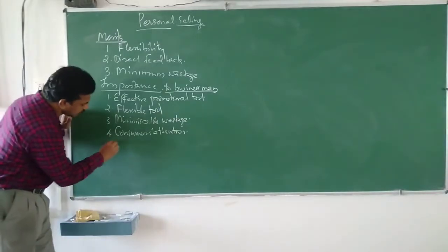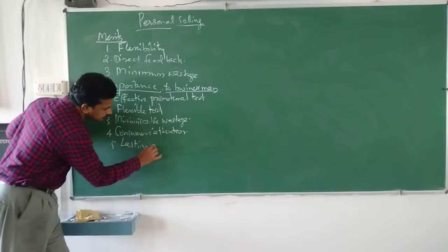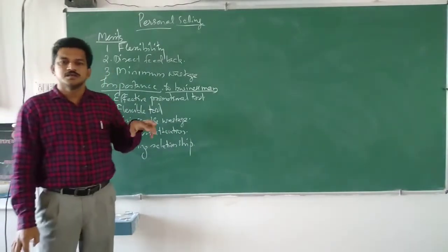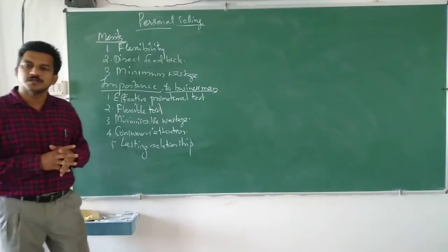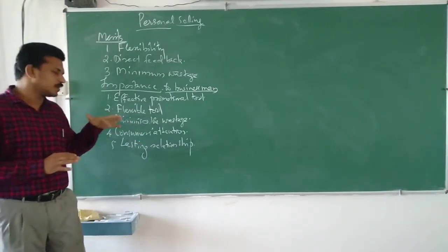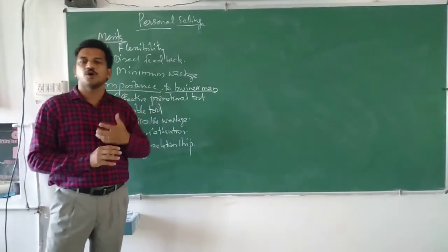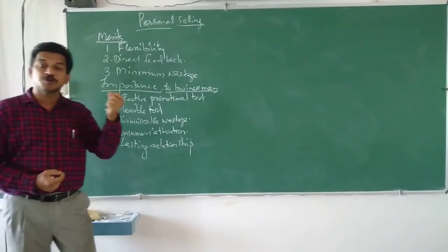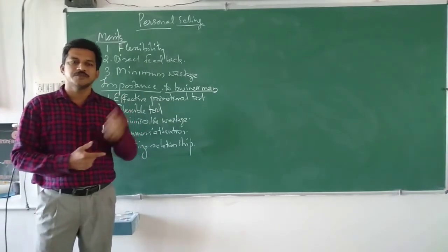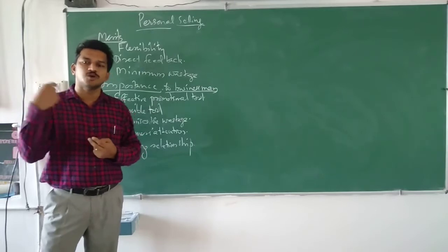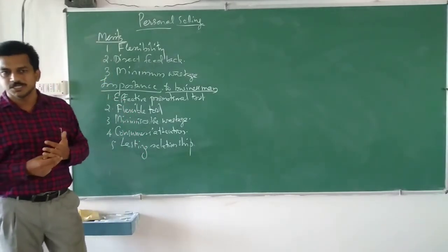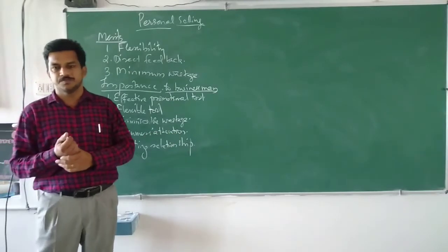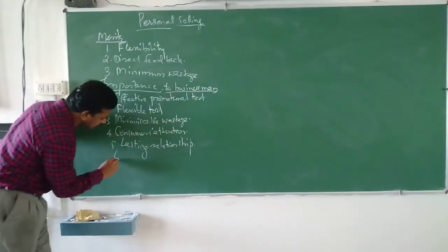Then another one is lasting relationship. Because of the effectiveness of the seller or the salesman, or because of the talkativeness of the salesman, if he is able to sell a product, along with the sale of the product, a relationship develops. If the salesman is good, the customer will keep on coming to that shop and buying the product whenever he needs. Isn't it? So, along with the sale of a particular product, if the salesman is good, a relationship develops. So another important thing is personal rapport.